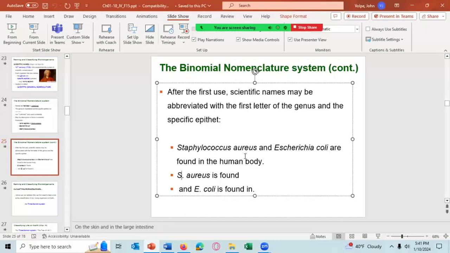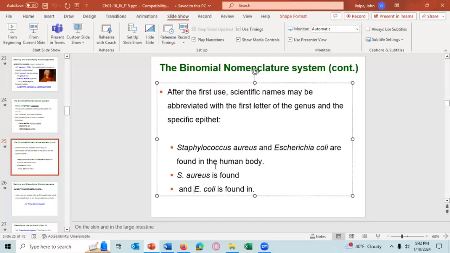Both of these organisms are found in the human body. Staphylococcus aureus can be found on the skin of about 20% of Americans. E. coli is found in the gut, the intestines, and the colon of all humans. I guess I could clarify all living humans, but it's probably in the gut of most dead humans.